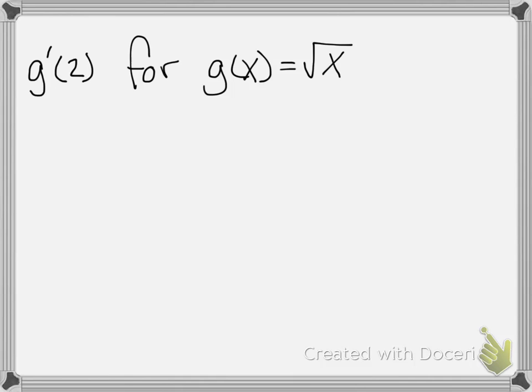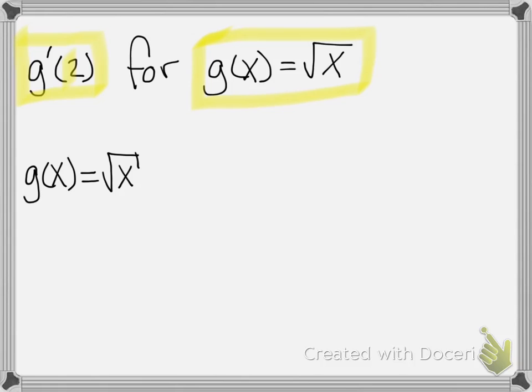Alright, so whenever you have something like g prime of 2, to start off with, we're going to take the derivative of our g of x, and then once we have the derivative, that's whenever we're going to substitute in our 2 to actually solve that. So, just go ahead and set everything up. Now we're going to have our g of x being equal to the square root of x.